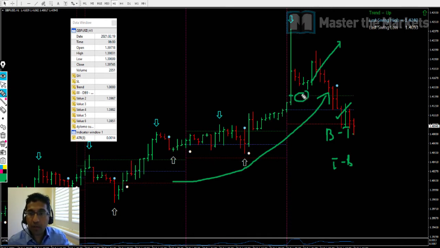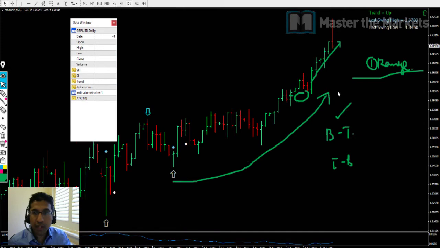Now, where do we get off on the target? There are three ways that we can do it. One, we can set a range-based target. Okay, what do we mean by that?